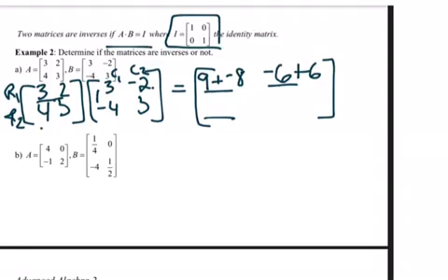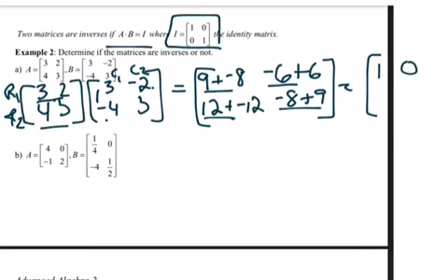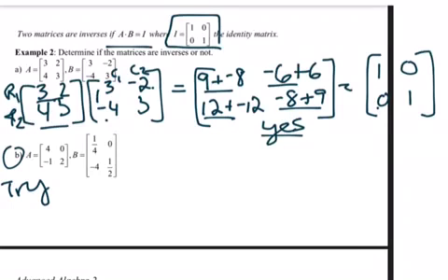Row 2, column 1, use row 2, column 1. So I've got 4 times 3 is 12, plus 3 times -4, which is -12. And last but not least, row 2, column 2, 4 times -2 is -8. 3 times 3 is 9. So I do, in fact, get out 1, 0, 0, 1. So these ones are inverses. Okay, I want you to try the second one. Are they inverses of each other when I multiply? If I don't get the 1, 0, 0, 1 out, they are not inverses.